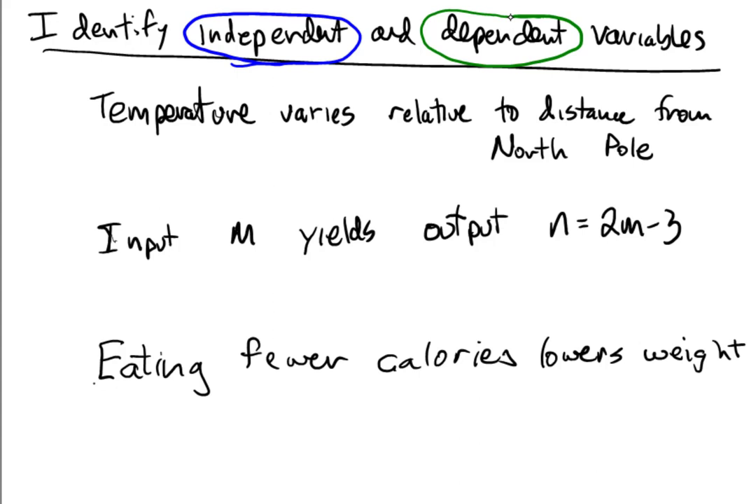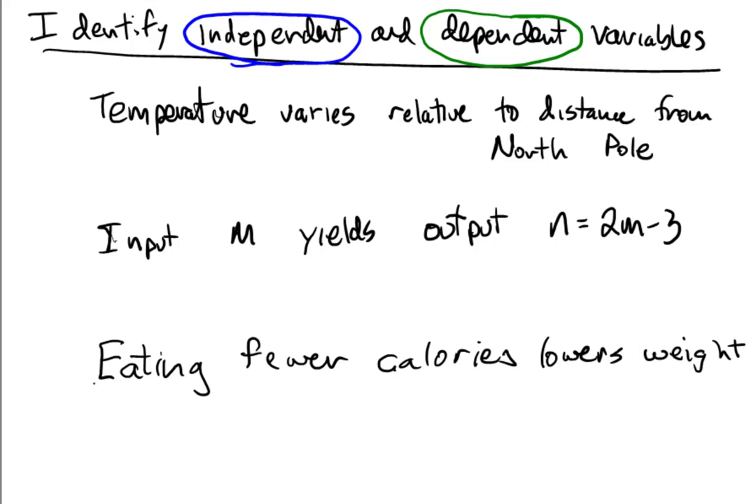Essentially, how these variables relate to each other is in any kind of phrase, and we're trying to figure out which one kind of moves on its own and then influences the other variable. The variable that is influenced is the dependent variable, because it depends on whatever the independent variable is doing on its own. So in this first example, temperature varies relative to the distance from the North Pole.